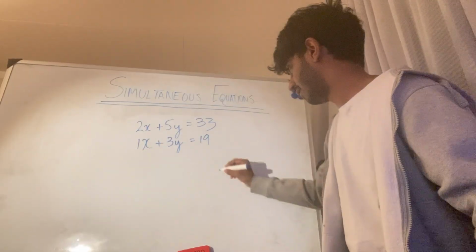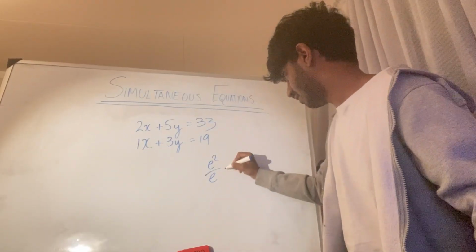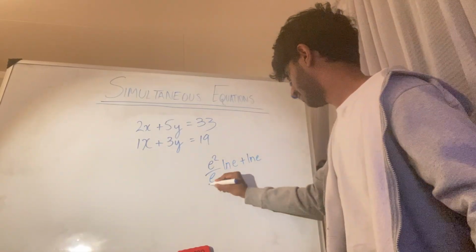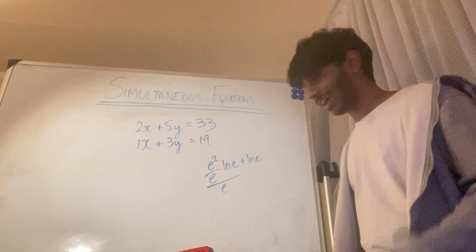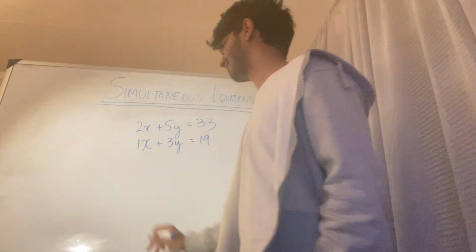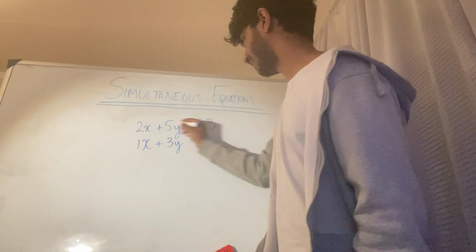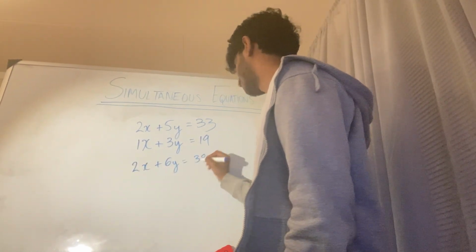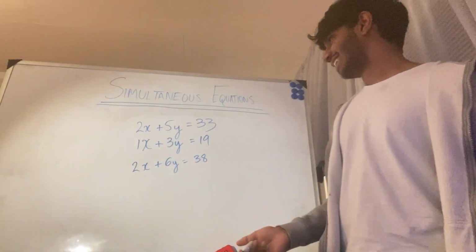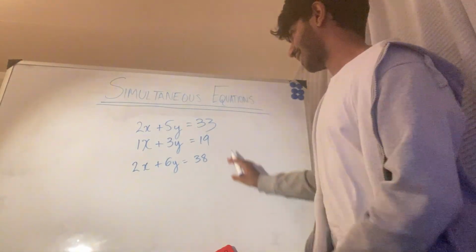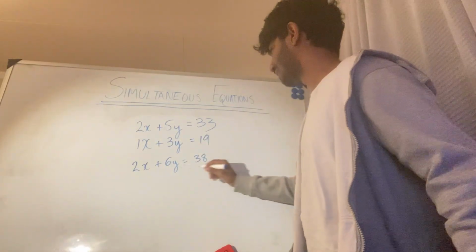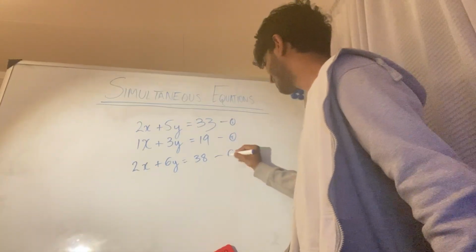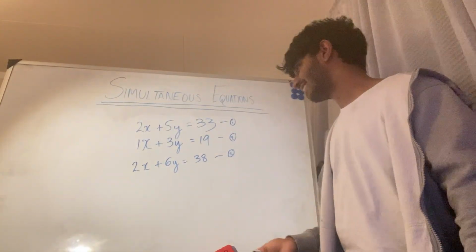If you guys said e squared over e and ln e plus ln e divided by e, you are right, because you multiply by 2. And so basically what you get when you multiply this by 2, you get 2x plus 6y is equal to 38. Just like that. Don't worry, I was just joking with that. Anyways, so you get this, right? This is equation 1, this is equation 2. This is still equation 2 because they're the same thing.